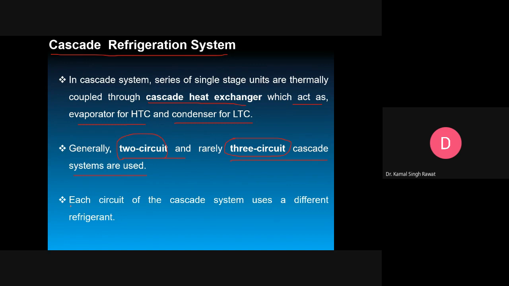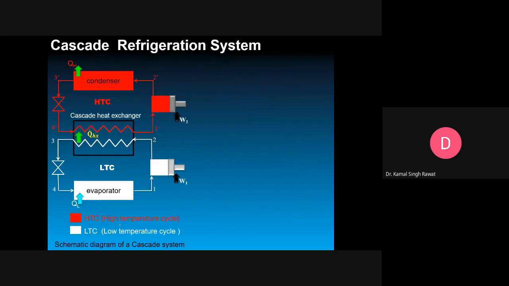So each circuit of the cascade system uses a different refrigerant. I have already discussed how we choose the refrigerants in decreasing order of normal boiling point. यानी कि जो पहला सिस्टम होगा उसमें जो भी रेफ्रिजरेंट होगा उसका नॉर्मल बॉइलिंग पॉइंट हाई होगा और जो सेकंड सिस्टम होगा उसमें नॉर्मल बॉइलिंग पॉइंट कम होगा। अगर हम 3 सर्किट यूज कर रहे हैं तो थर्ड वन का नॉर्मल बॉइलिंग पॉइंट और ज्यादा कम होना चाहिए, तभी हमारा कैस्केड सिस्टम वर्क करेगा। So now let's see the schematic diagram of this cascade refrigeration system.